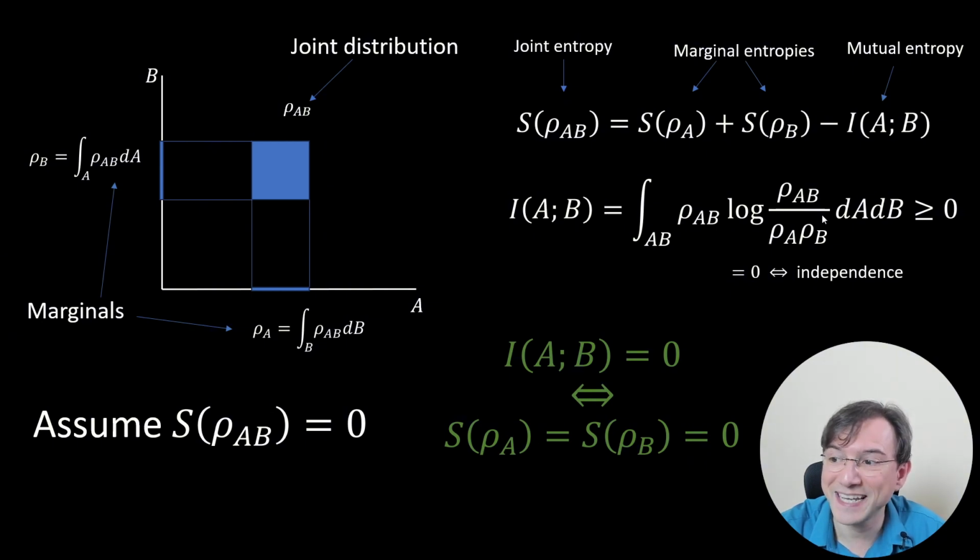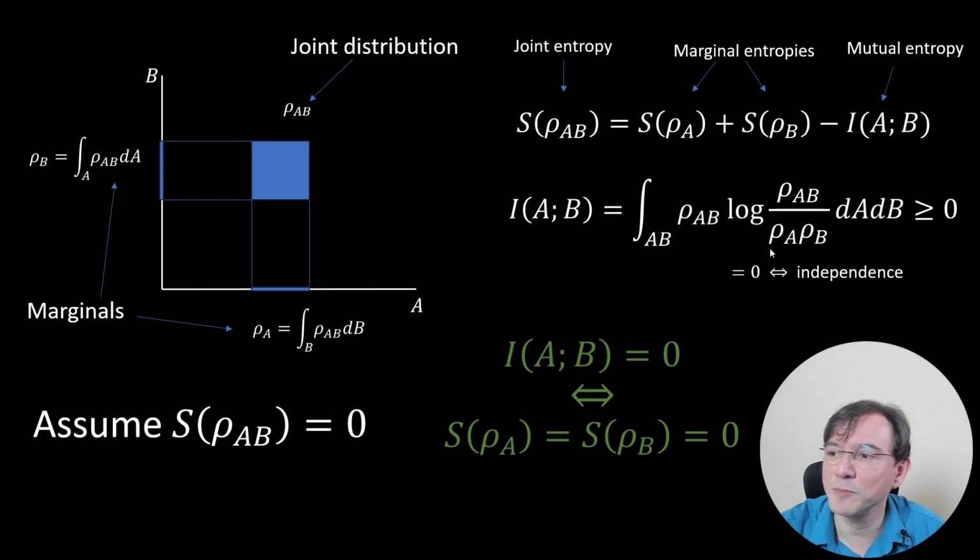And this is 1 exactly when rho AB is equal to the product of rho A and rho B, so when we have statistical independence. Now let's introduce our zero entropy constraint and see what happens. We're going to assume that the joint system, the composite system, is perfectly specified, which means it's a state with zero entropy. So this part is 0.